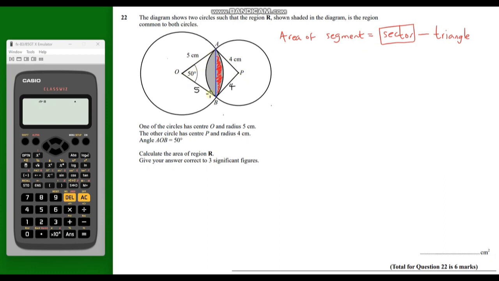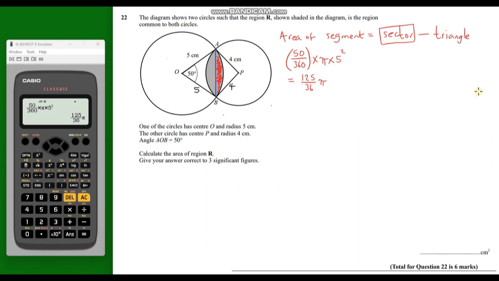So what we do is we take the fraction of the circle and then multiply by the area of a circle. So it's going to be 50 over 360, and then we multiply that by pi r squared. So pi times our radius squared, 5 squared. Okay, let's see what that is. So let's get our calculator out. 50 over 360 times pi times 5 squared. And we get 125 over 36 pi.